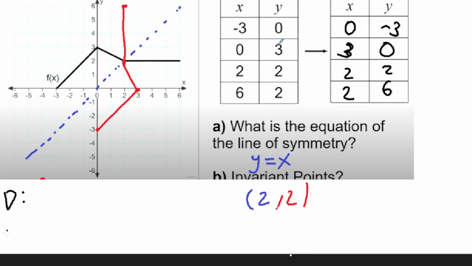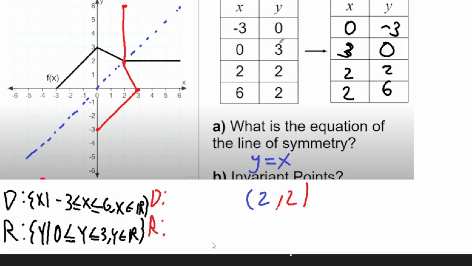So what is the domain and range before and after the inverse? So let's see for the original one, right? Here's what happens. Once you inverse the function, the domain and range switch. So the range for this is 0 must be less than or equal to y, must be less than or equal to 3. That becomes the domain.